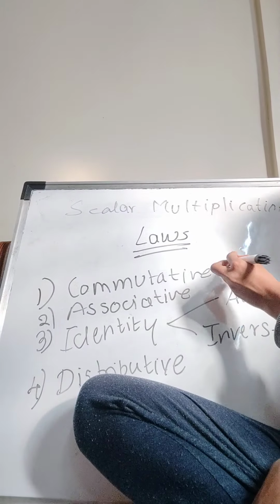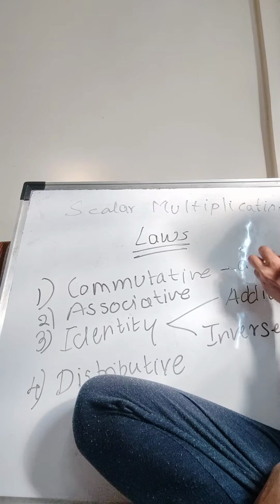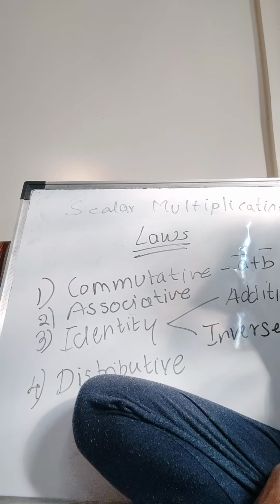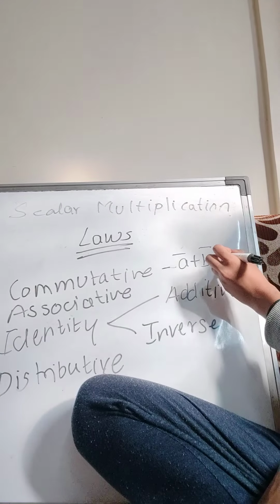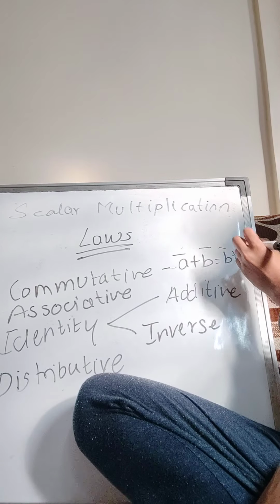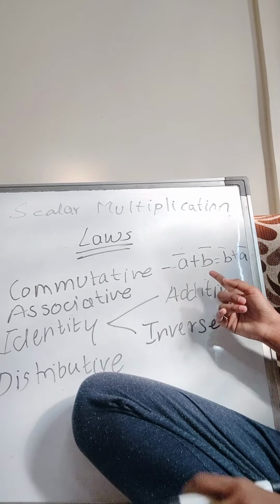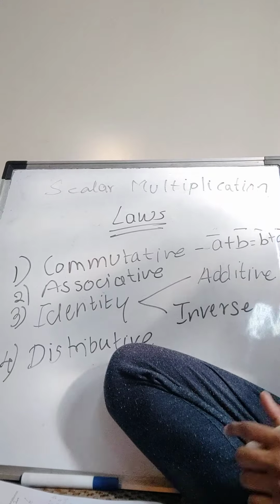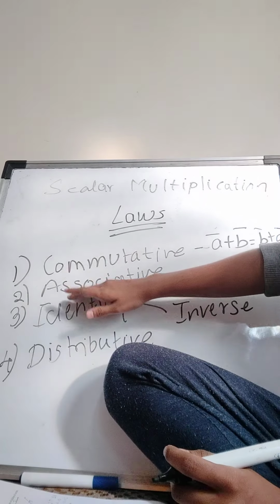Commutative law is very simple. It is nothing but if we add a bar plus b bar, it is equal to b bar plus a bar. Sorry for the disturbance. Now associative law.